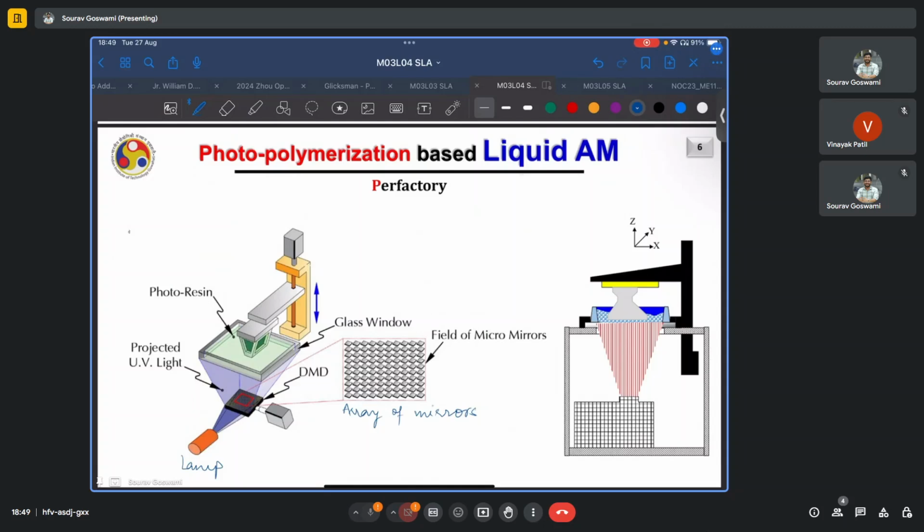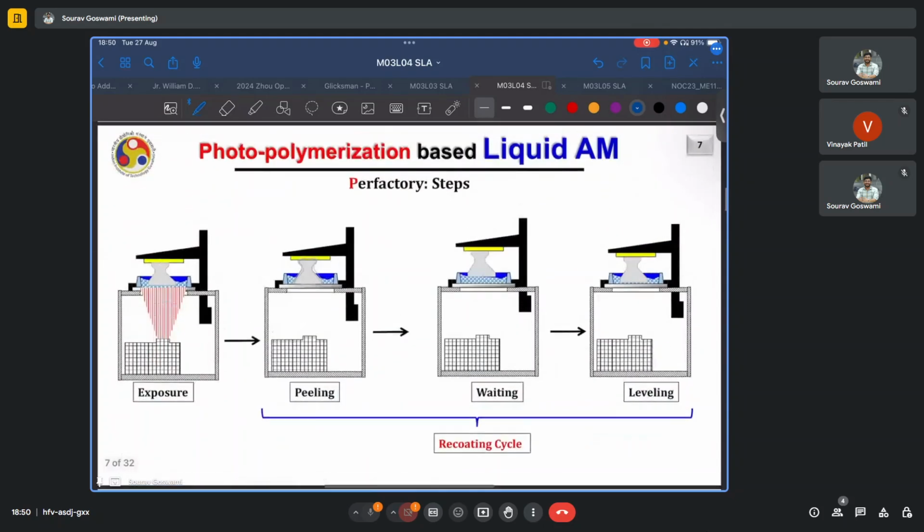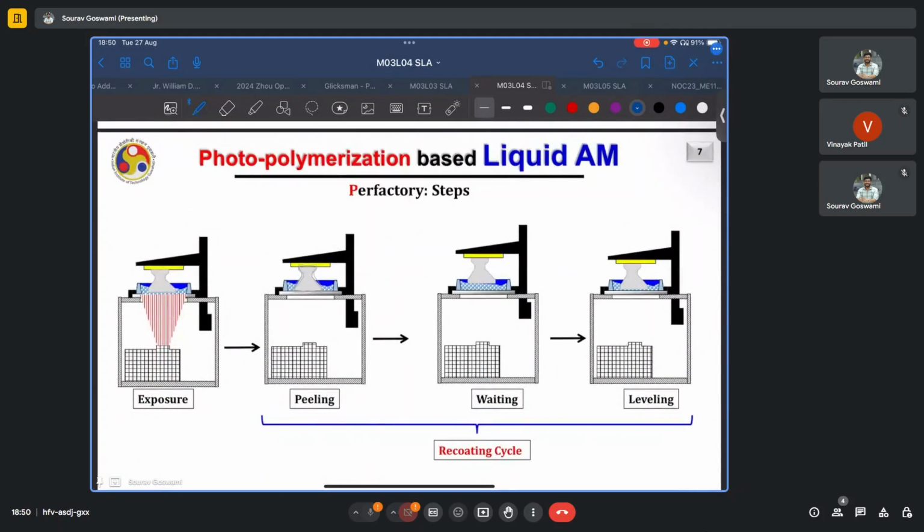Again, because of how the energy is placed here from below the liquid vat, the build direction is along the negative z direction. A side view is also shown here. And for Perfactory, a few major steps are listed here. The first, of course, is exposure, where the region of interest is exposed to the incident UV light.